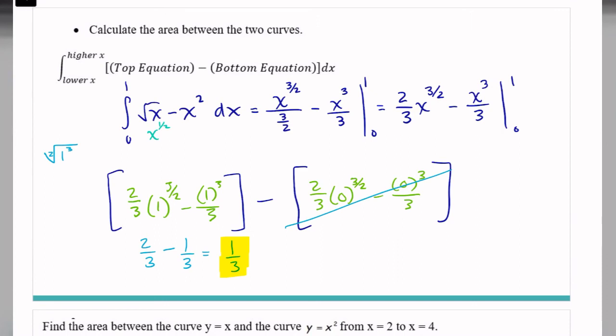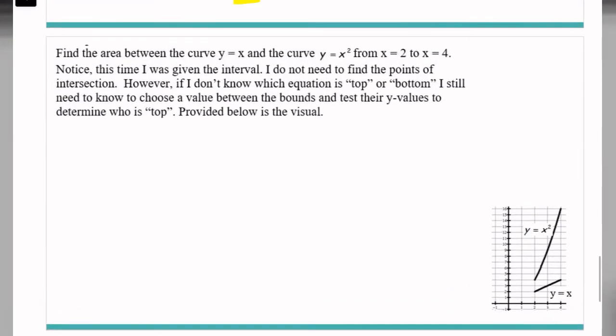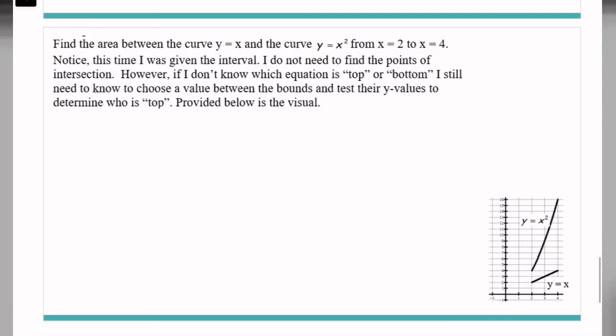So evaluating an integral, you can do it with antiderivatives, you can do it with the calculator, or you can do it by physically finding the area under the curve geometrically. All right, last example. Find the area between the curve y equals x and the curve y equals x squared from 2 to 4. Notice, this time you're given the interval, so you don't need to find the points of intersection. However, you don't know which one's the top equation or which one's the bottom equation. So we have to pick a value in between and test it.